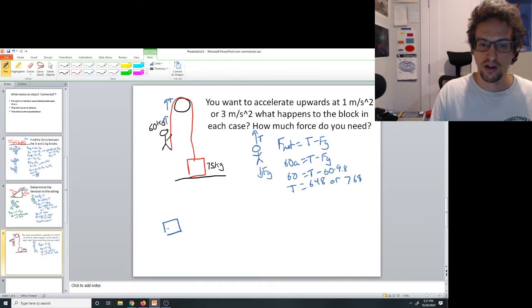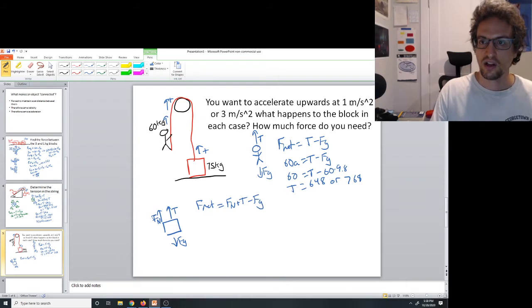For the block, we have tension up, Fg down, and we also have a normal force potentially pushing it up. So F net, I'm going to do up again as positive here. Again, they're not connected, so I don't have to switch the direction there. F net equals Fn plus T minus Fg. So let's say we're in the first case. Tension is equal to 648. Well, let's see what Fg is. Fg for this is 75 times 9.8. That's 735.